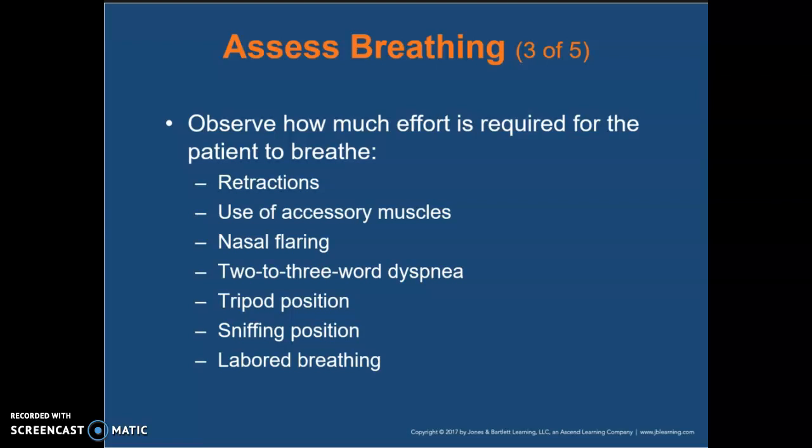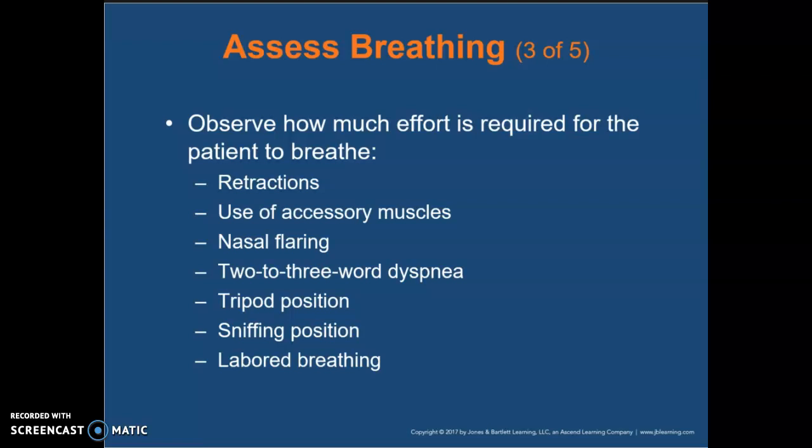2 to 3 word dyspnea. Dyspnea is just trouble speaking or difficulty speaking. 2 to 3 word, they get out 2 words, they get out 3 words, and then they have to breathe. Generally it's going to be a gasping breath compared to a normal breath.